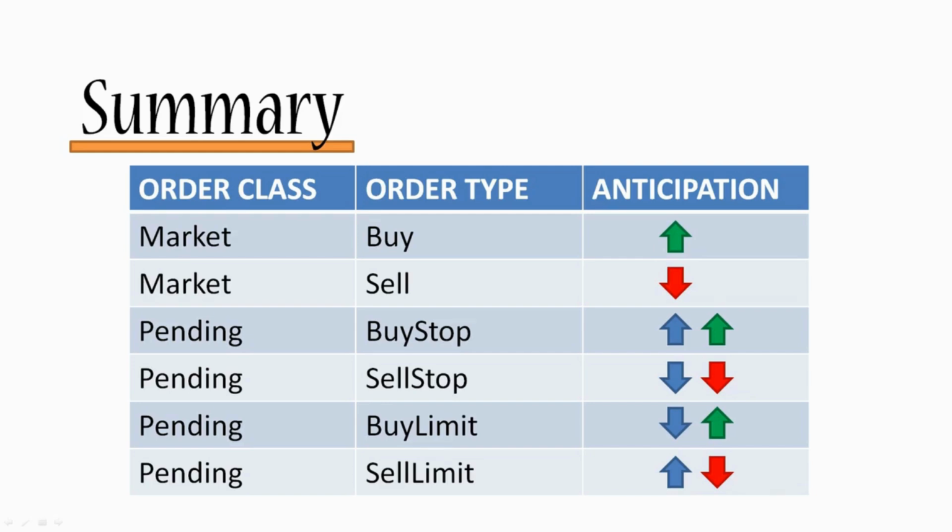Sell stop is similar: we expect the market to go down and then keep going down. Buy limit, we expect the market to go down a little bit first and then go up. And sell limit, we expect the market to go up and then go down. So that's the summary for order types.